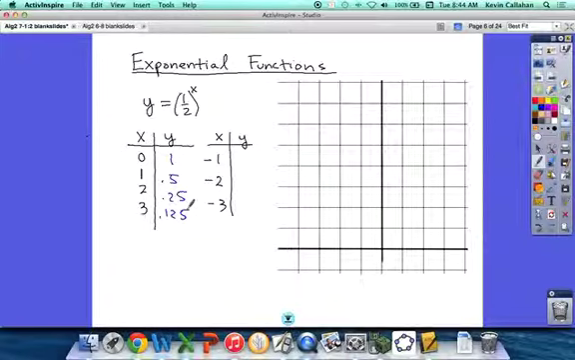Okay, now put in, what is 1/2 to the -1? 0.5 to the -1 is 2. How about 0.5 to the -2? 4. And 0.5 to the -3 is 8. So now, if I plot all these points, what I'm going to see is these are just the flip across the y-axis of the 2 to the x.